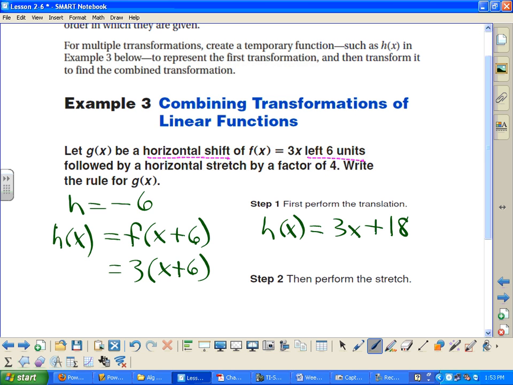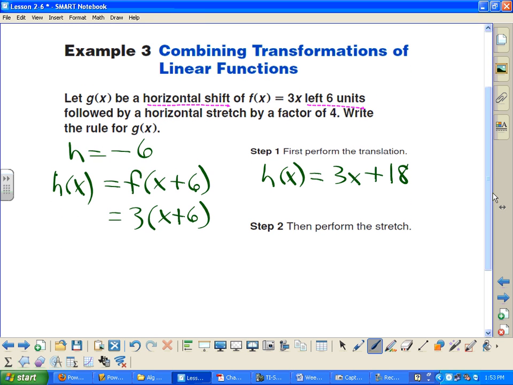Slope is the same. Change the y-intercept. Okay. Horizontal and vertical translations. We keep the slope, change the y-intercept. Now, step 2 is we're going to perform the horizontal stretch.